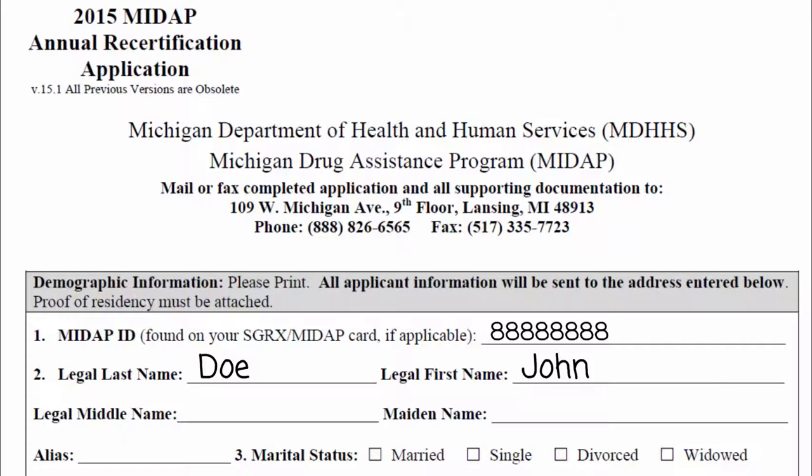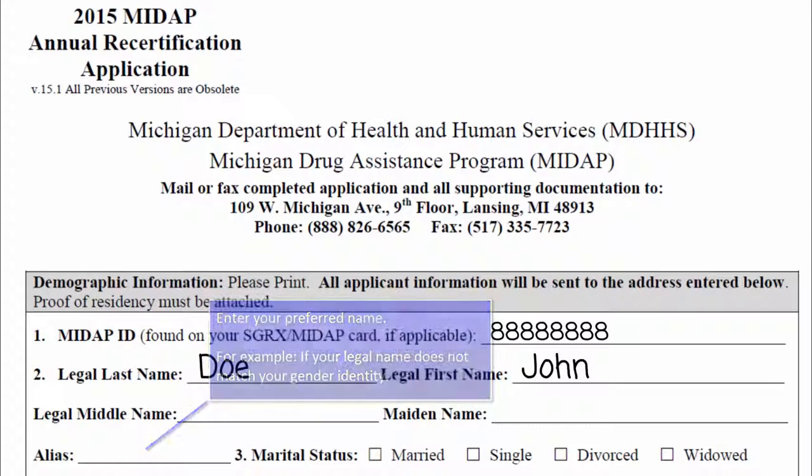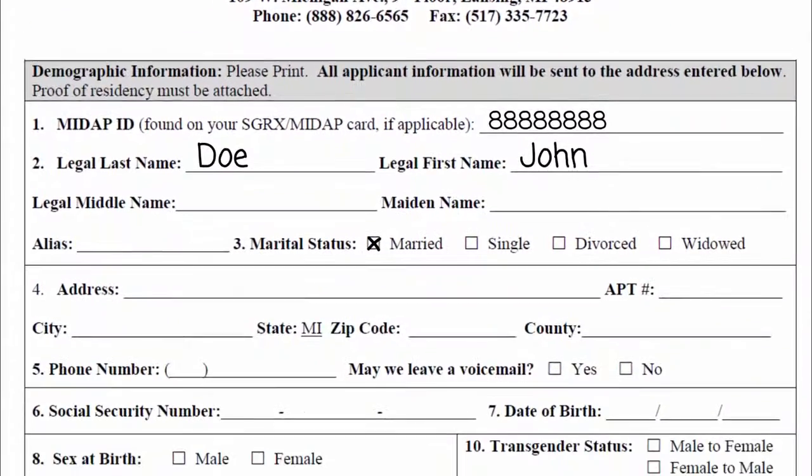The next line is for an alias if applicable. For example, an alternate identity or appearance. For example, if you're transgender but your legal name does not match your current gender identity, you can use the alias space to write your preferred name. Question 3 is to identify your marital status. Mark the box that fits your status. You should mark only one box.